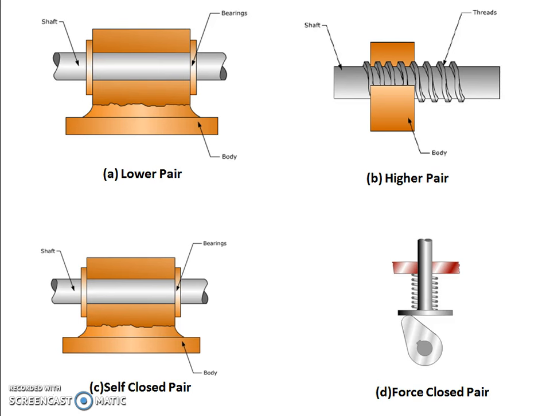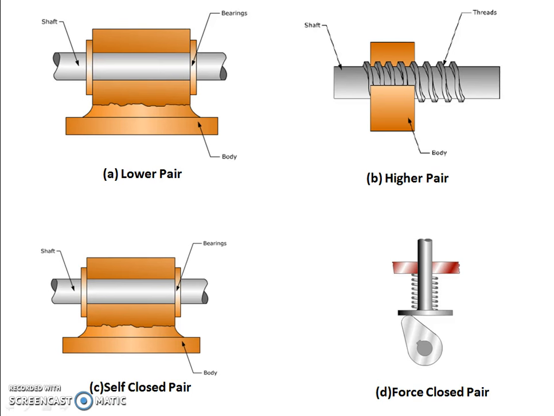Then the next one is the higher pair. When two elements of the pair have a line or point contact when relative motion takes place, and the motion between the two elements is partly turning and partly sliding, then the pair is known as a higher pair. For example, screw and nut. Also we have seen in the cam and follower, there is a point contact between the cam and follower, so it forms a higher pair.